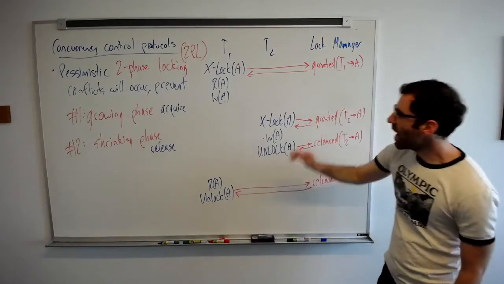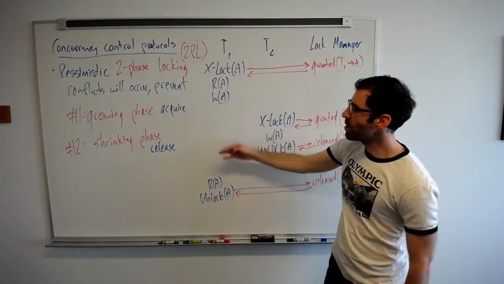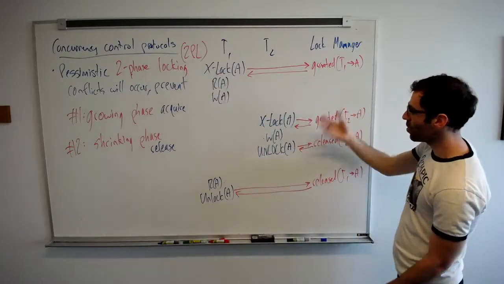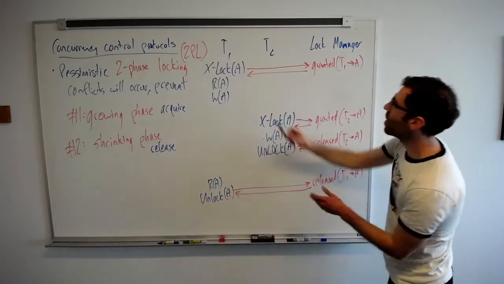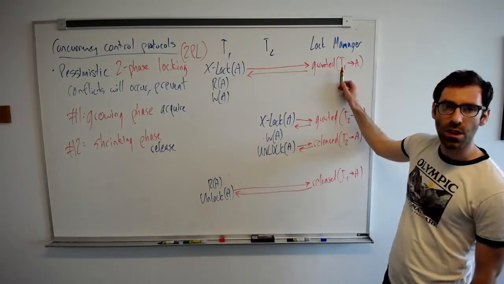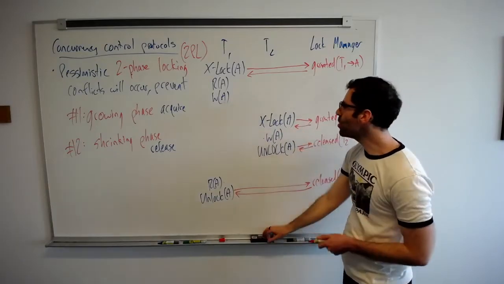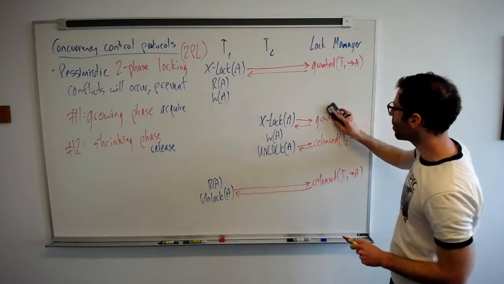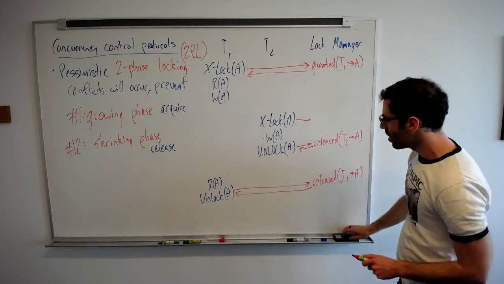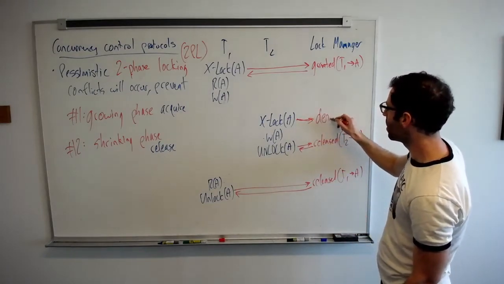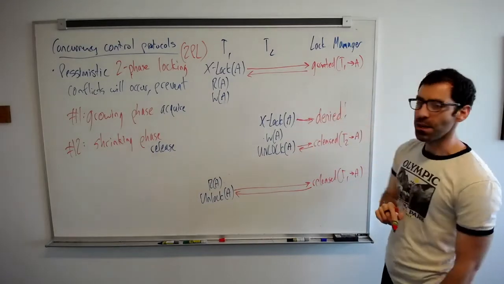which means now that we have made T1 consistent with our two-phase locking, what happens is that it's still granted the lock on A, but then transaction 2 tries to acquire the lock on A, and it is denied by our lock manager.